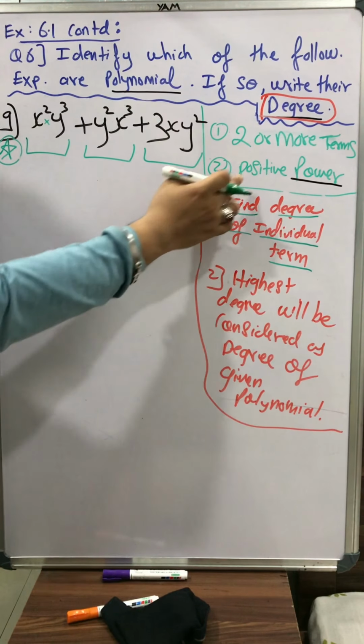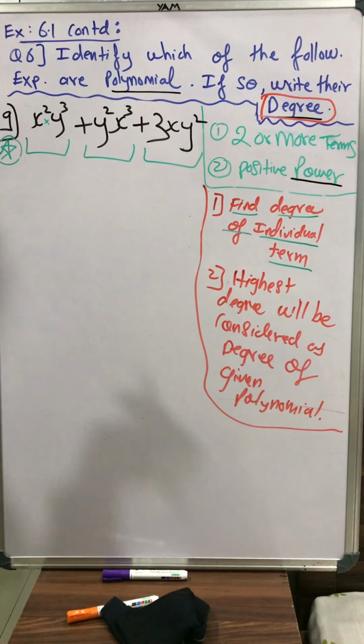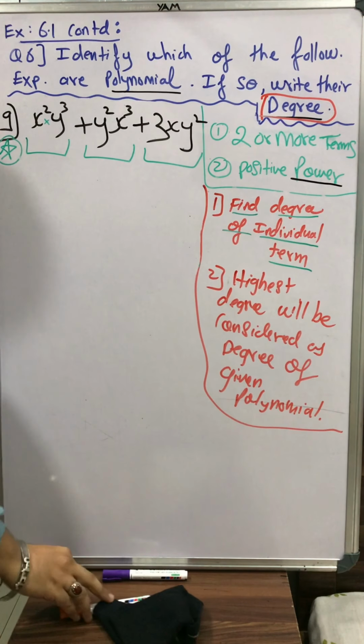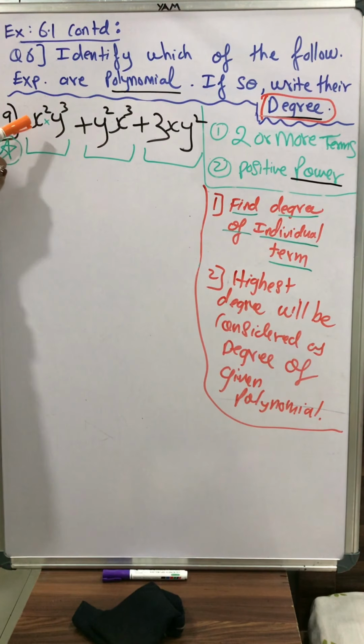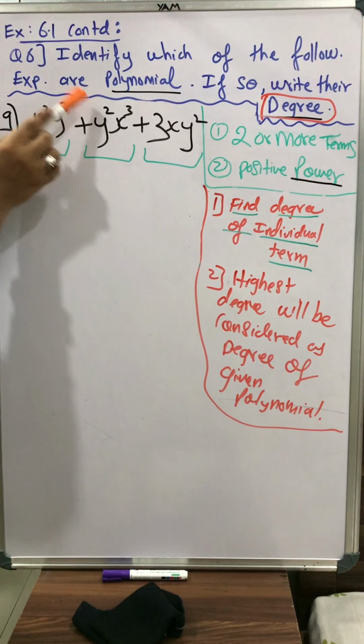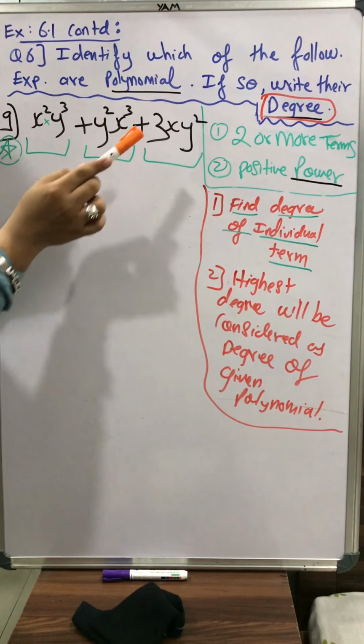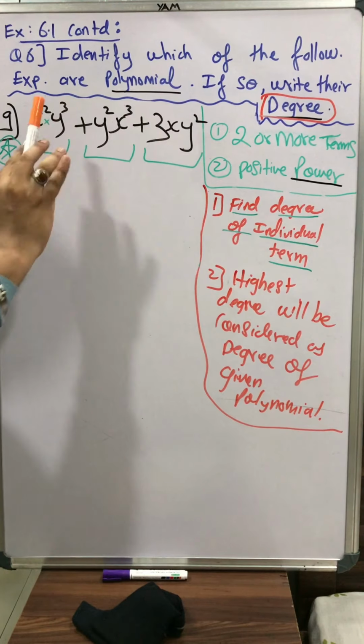Now the second condition is that it should have positive power. Now students, you tell me, I'll mark some things on the board. What is the power of this? We are talking about this first term. What is the power of this x? Positive 2. Power of this y? Positive 3. Power of this y? Positive 2. Power of this x? Positive 3. Power 3, in 3 we don't see the power.